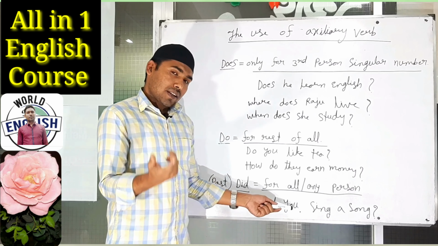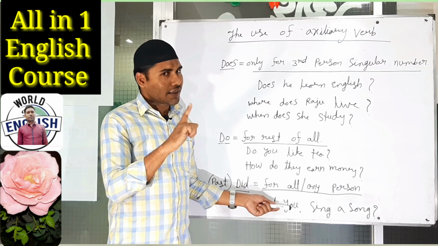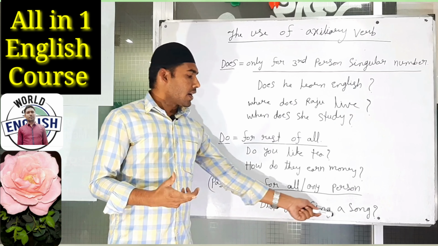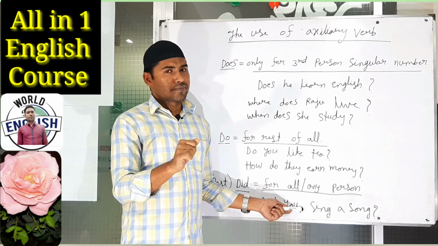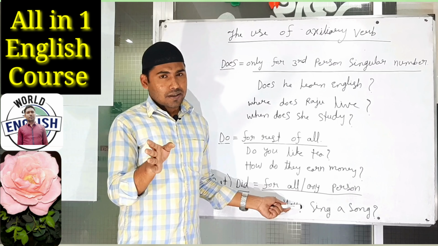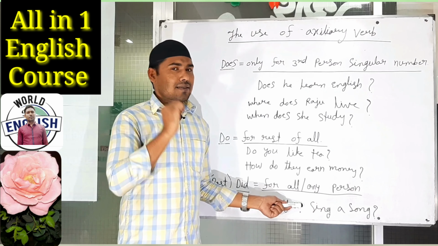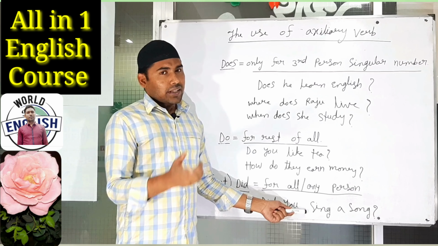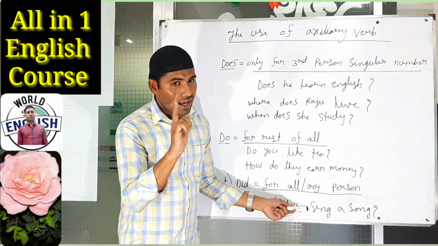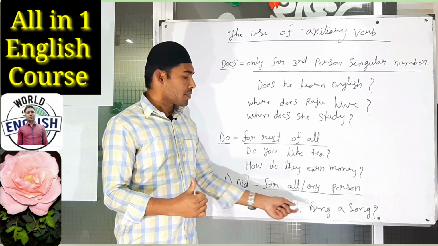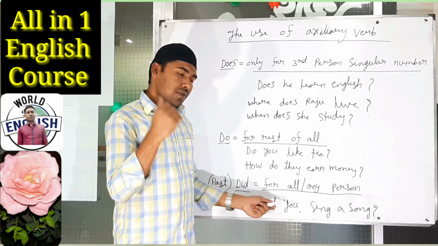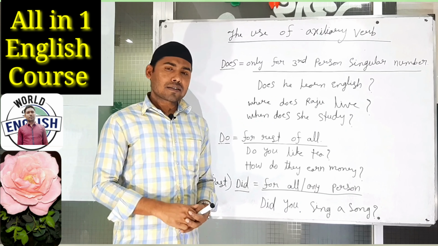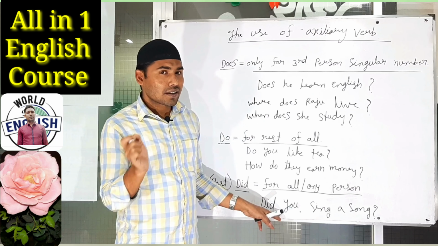Suppose, did you sing a song? Yes, I sang a song. Did you sing? After did, the verb will always be in base form. Not past, not past participle, not ing, not s or es. It will always be in base form. Did you sing a song? The answer will be in past. Yes, I sang a song. The past of sing is sang. Did you learn English? Yes, I learnt English.